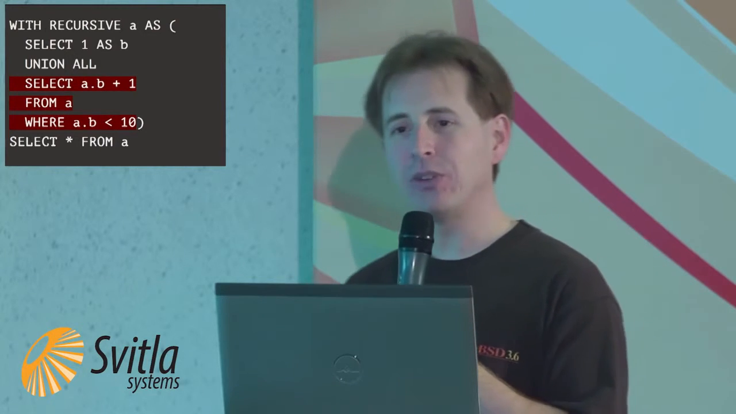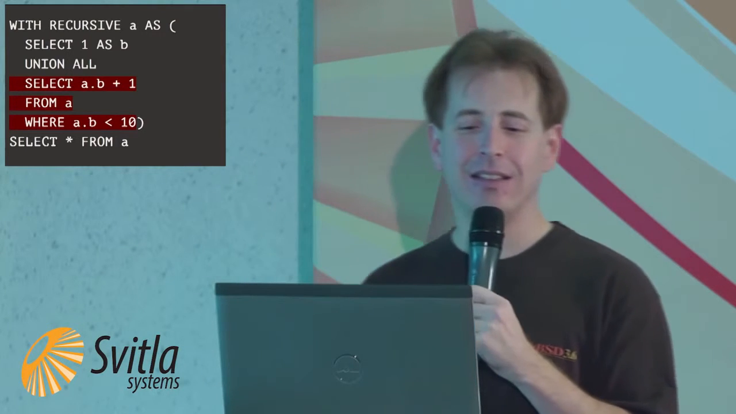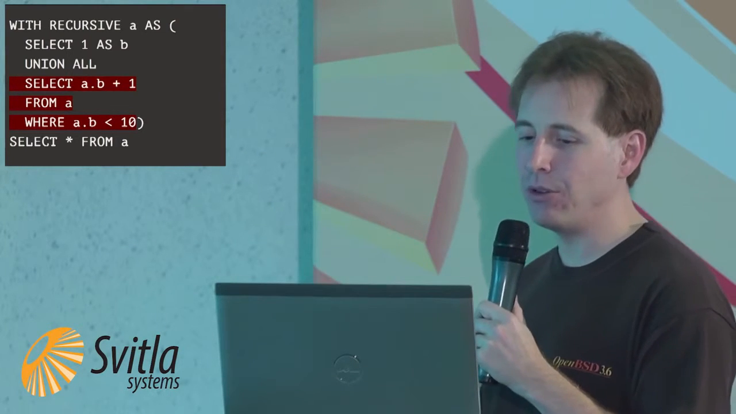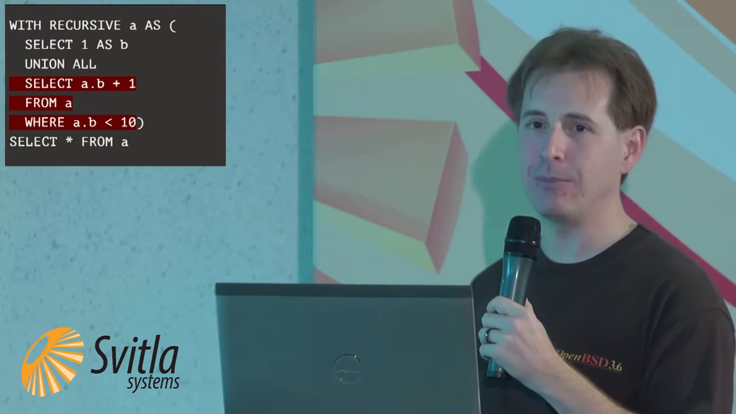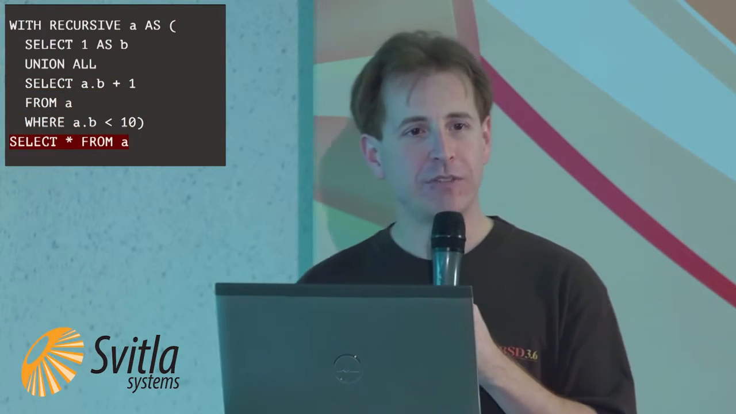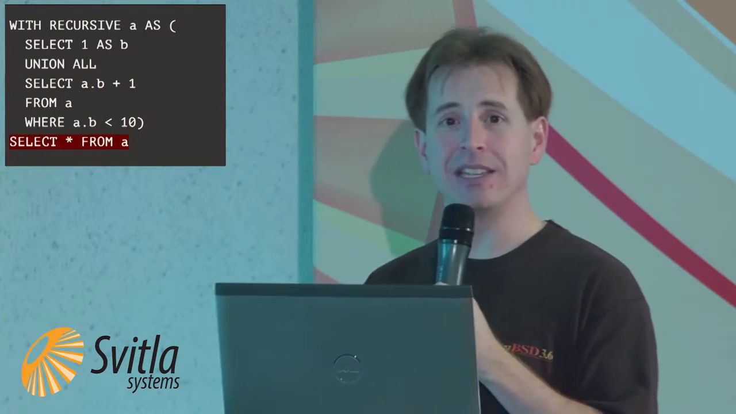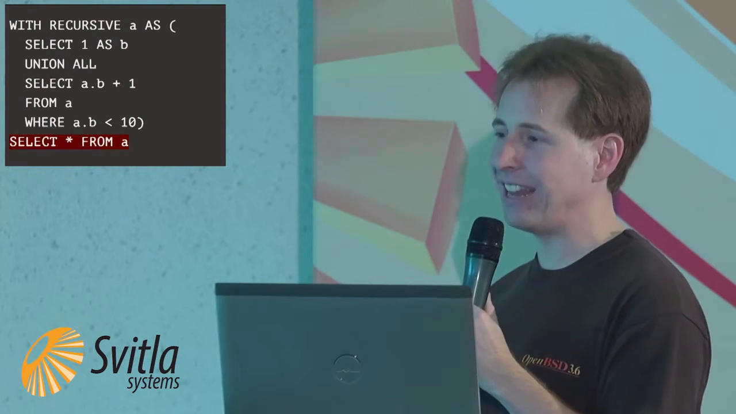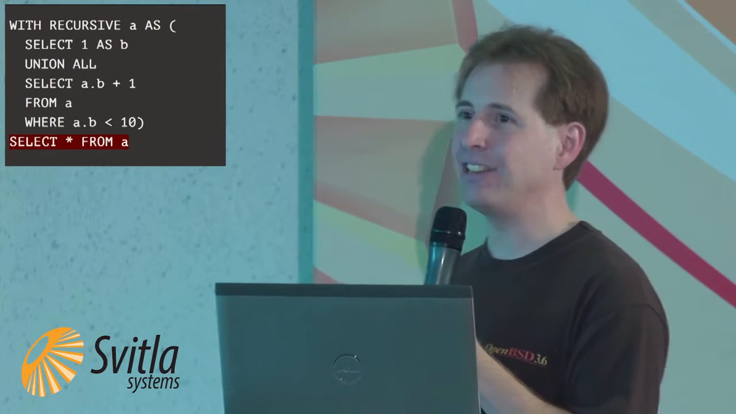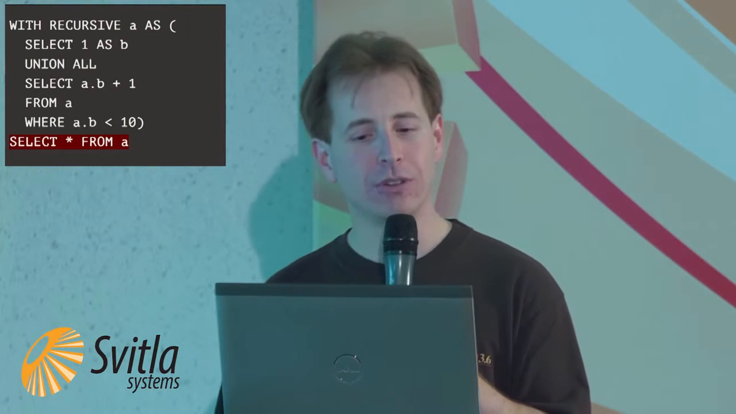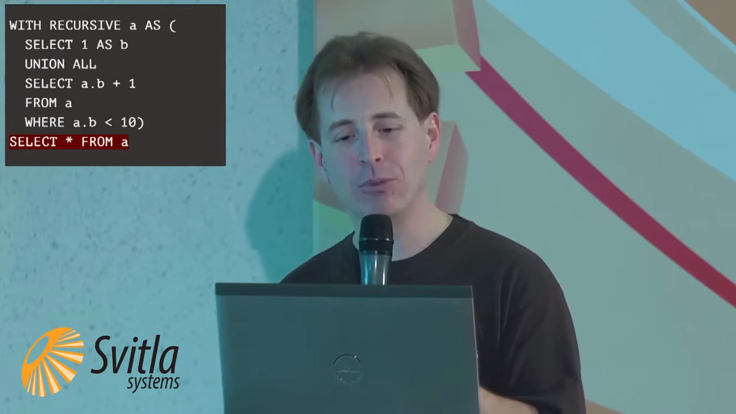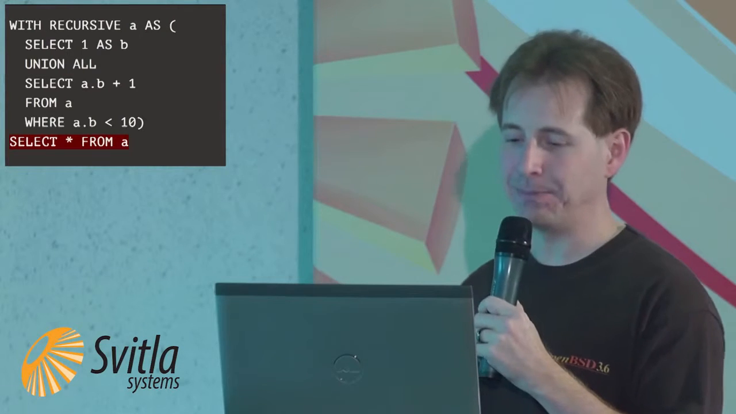And these iterations will keep running until a.b is 10. Now, when a.b is 10, the recursive case will not return any rows, at which point the recursion stops. When the recursion is finished, all output from both the base case and all recursive case iterations are combined into a single result set, which is returned. And that result set in this example will be all numbers between 1 and 10.